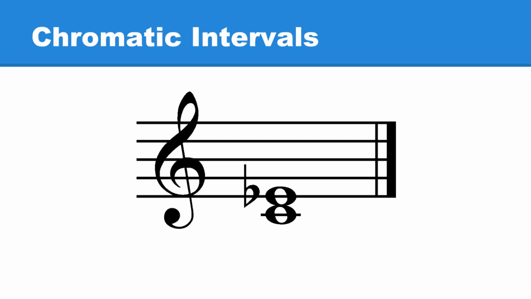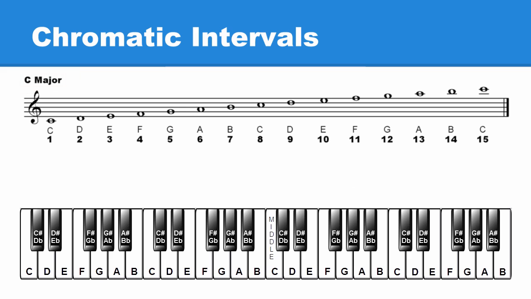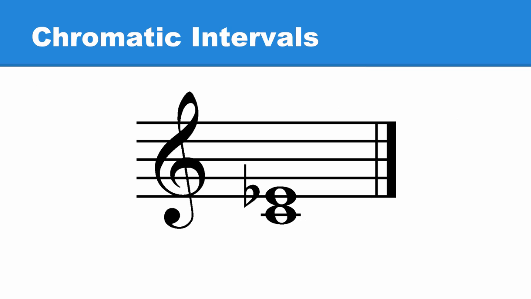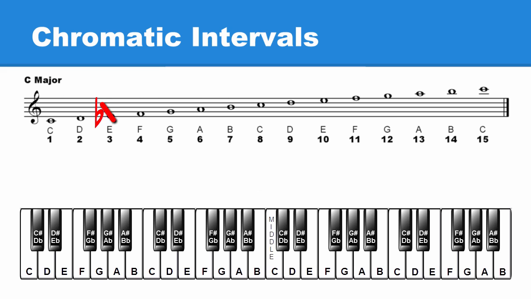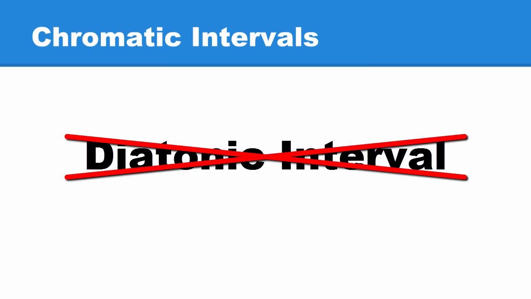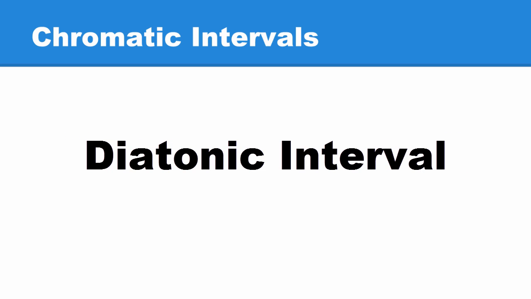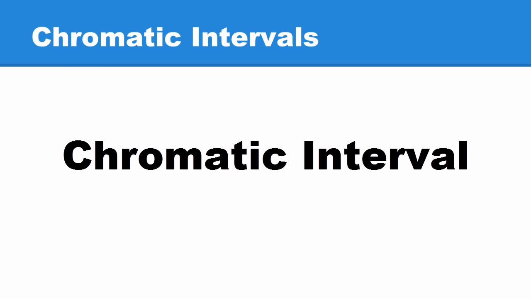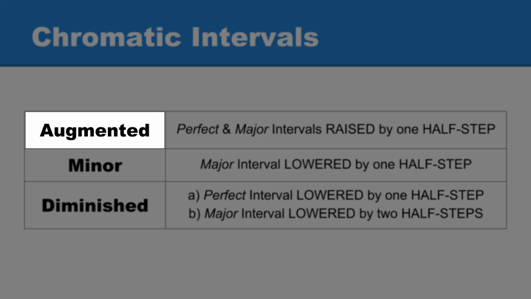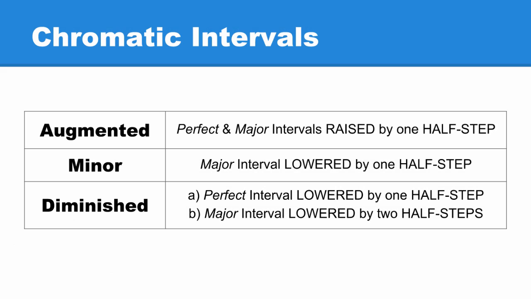So let's take another look at this interval. C on the bottom, E flat on the top. Since C is the bottom note, we'll use the C major scale. We see scale degree 3 in the C major scale is E, but the top note in this interval is an E flat. Since E flat does not appear naturally in the C major scale, it cannot be a diatonic interval. If it's not a diatonic interval, then it's a chromatic interval. Let's find out if it's an augmented, minor, or diminished interval.